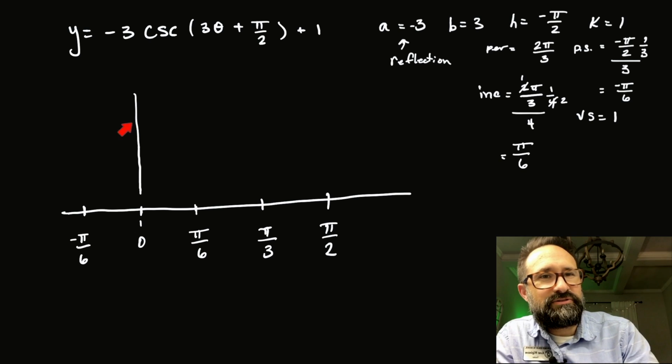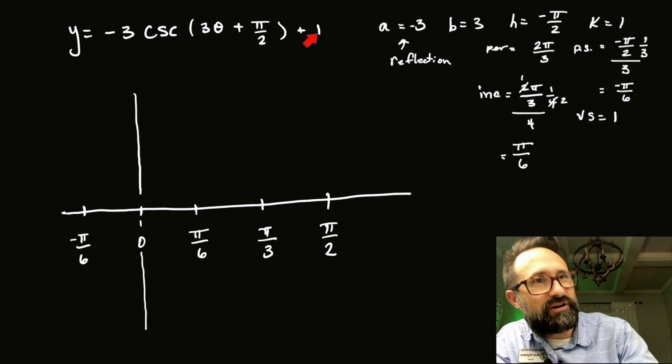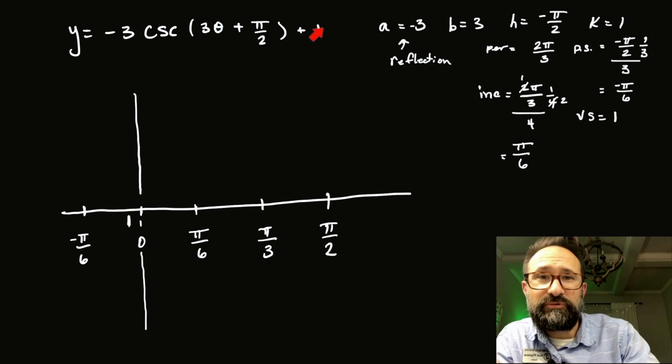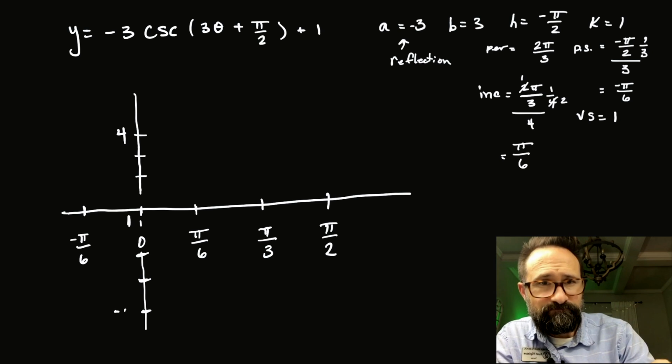There's 0, so I'm going to add in that y-axis, and we're going to go back over to our vertical shift, and we're going to add that to our a value. I'm not really concerned about the negative sign right now. I'm going to take 1, add 3 to it to get 4, and take 1 and subtract 3 from it to get our -2 down at the bottom.